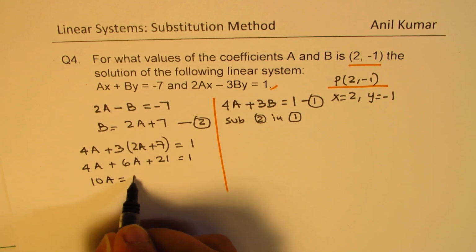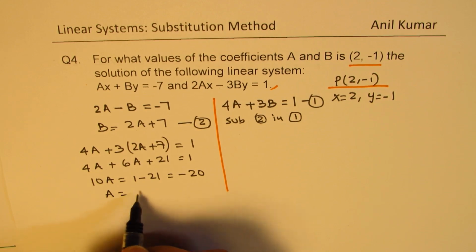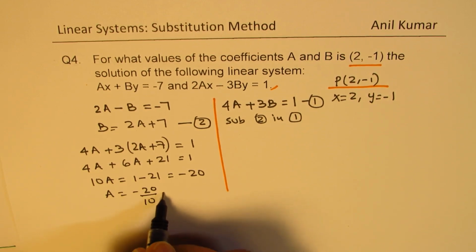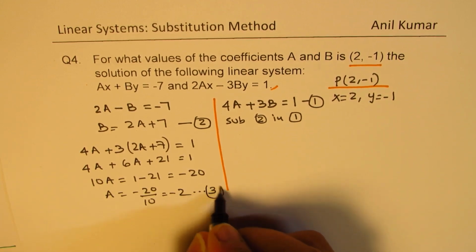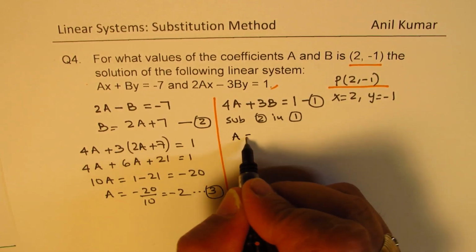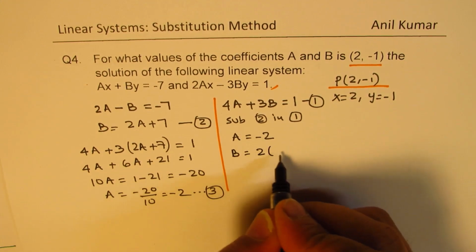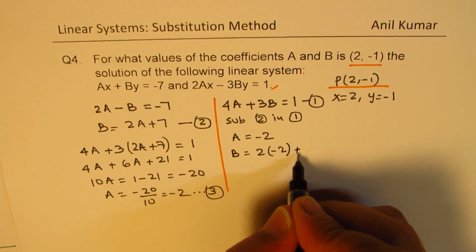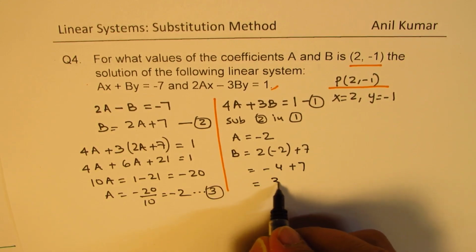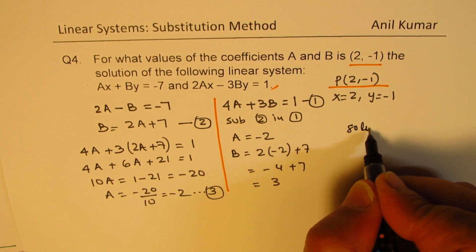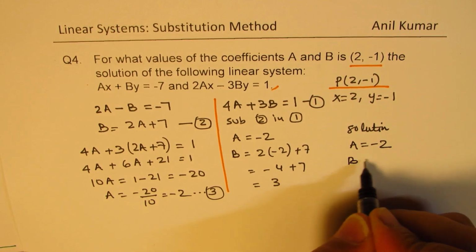10a equals 1 minus 21, which is minus 20. a is minus 20 over 10, which is minus 2. So we'll call this our equation number 3. So we have a equals minus 2, and b equals 2 times a plus 7, which is minus 4 plus 7, or 3. So we have our solution here, and that is a equals minus 2 and b equals 3.